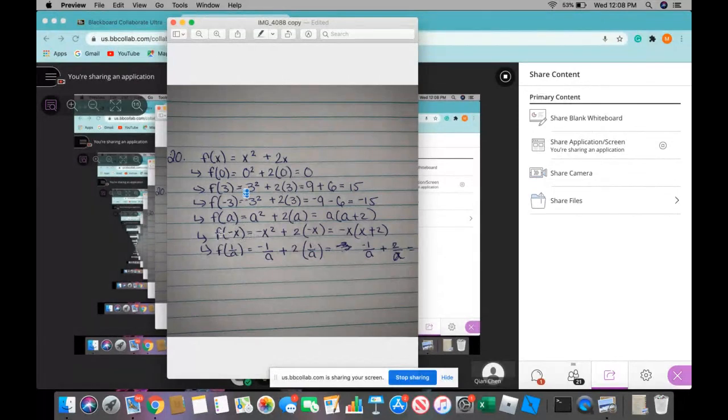So this is f of negative x. Oh my god, I'm so nervous. I'm sorry. Don't be nervous. You just need to put parentheses around -x because -x is x now. So -x squared, -x squared. Negative x squared plus 2 parentheses negative x. That would be equal to negative x parentheses x plus 2.